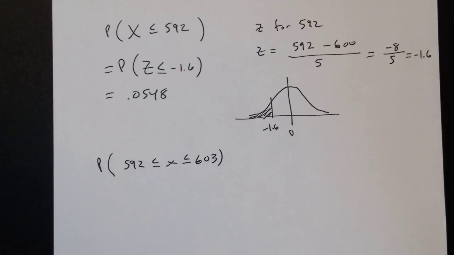Now the calculation on the same distribution. What's the chance I pick up a bottle of soap and it is between 592 mils and 603 mils? I believe in the pictures. They tell me what I need to calculate so that I know where to go to get the information I want.